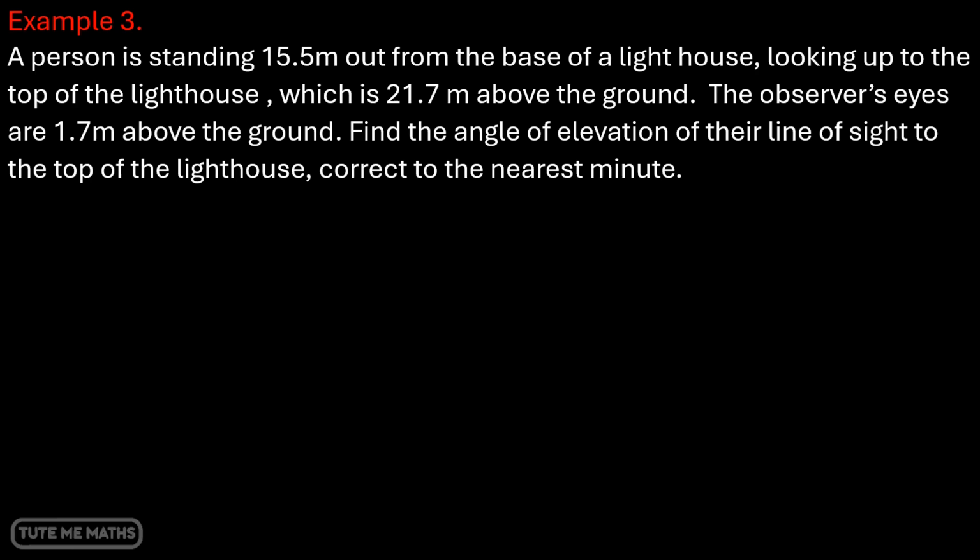A person is standing 15.5 metres out from the base of a lighthouse, looking up to the top of the lighthouse, which they have read is 21.7 metres above the ground. The person's eyes are 1.7 metres above the ground. Find the angle of elevation of their line of sight to the top of the lighthouse.